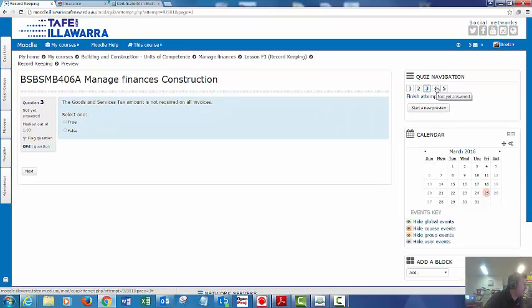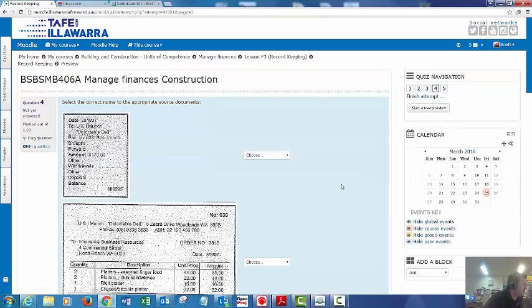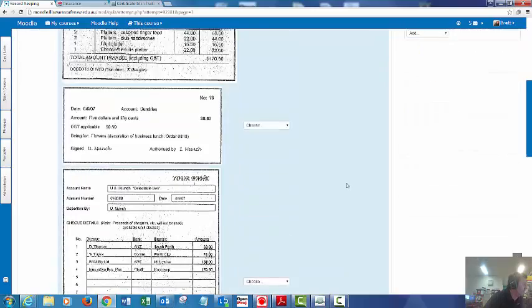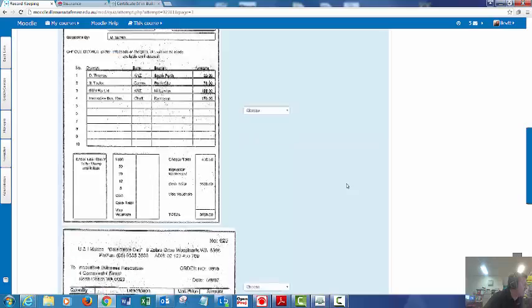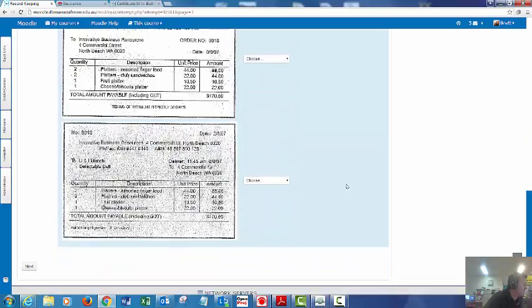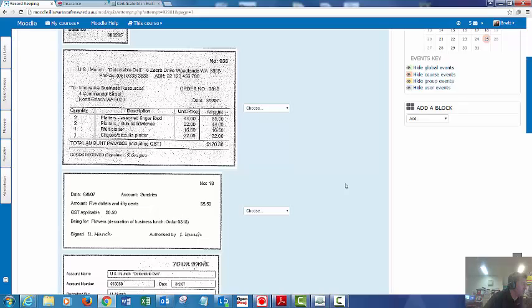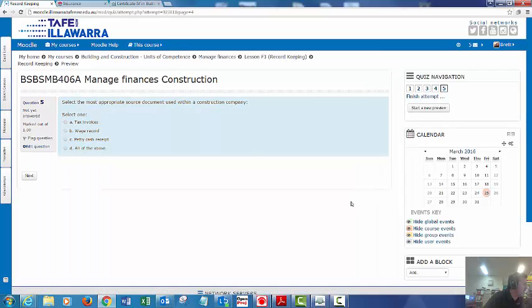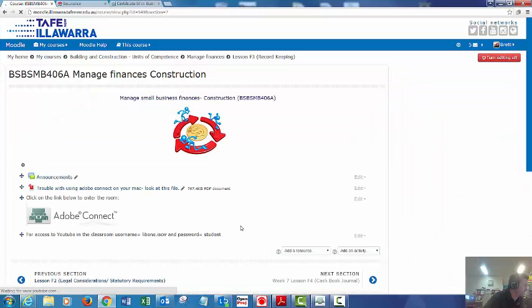GST question. And then it's getting into source documents. So, you know, invoices, purchase orders, cheque butts, and bank slips. All right. So have a think about that. That's actually quite difficult. You've got to have a real good think about it, especially as the purchase order and the tax invoice look very similar. And then finally, it's discussing source documents. Okay, and that'll be in that PowerPoint that you've probably just watched, or that you will watch in a moment.